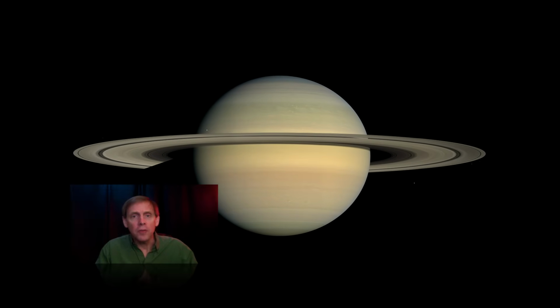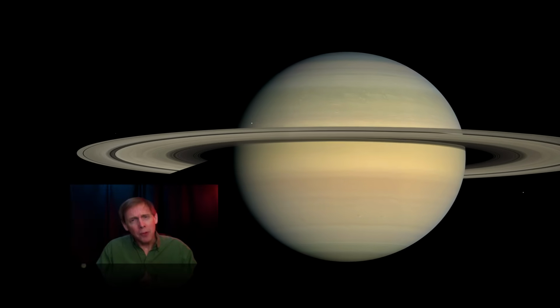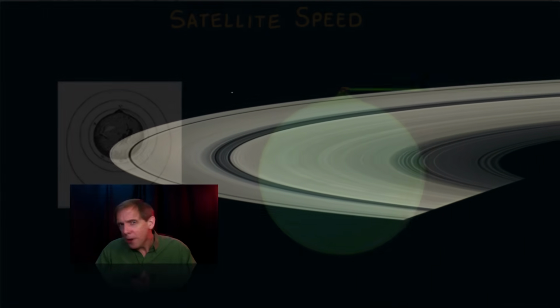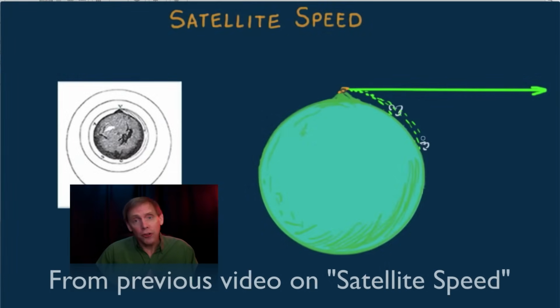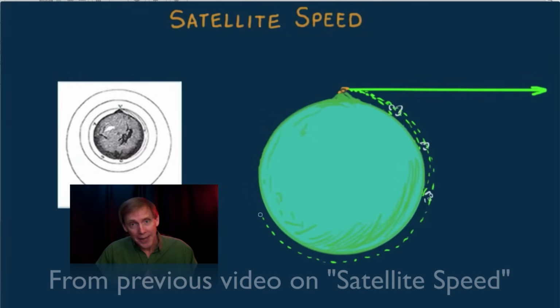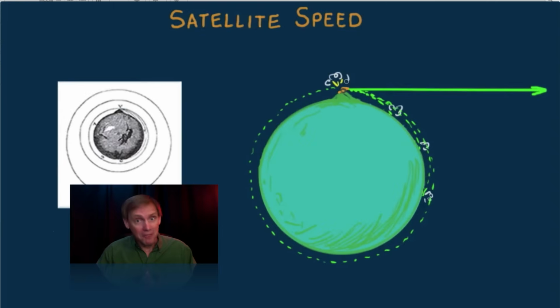Welcome back to our discussion of Saturn. What I'm about to present to you are some of the physics explaining why the rings exist. Now, I'm assuming you're already familiar with the concept of satellite speed and how objects are able to remain in orbit above a planet by moving sideways really fast.